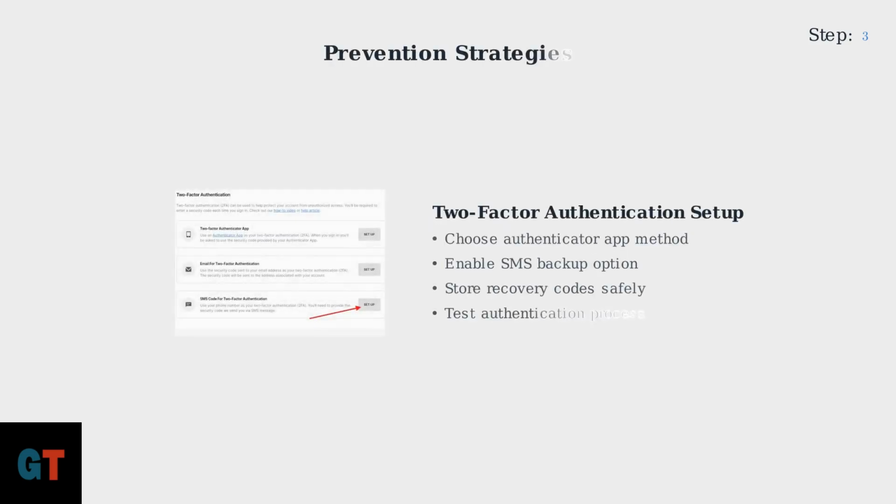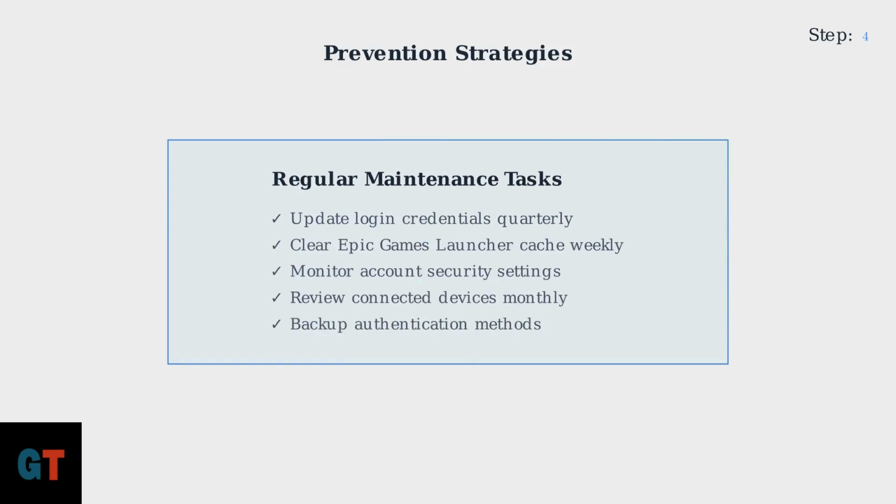Prevention strategies are crucial for maintaining consistent login access. Two-factor authentication provides an additional security layer while reducing authentication-related login failures. Regular maintenance tasks prevent login issues from developing. Keep credentials updated, clear application cache weekly, and monitor account security settings for unauthorized changes.